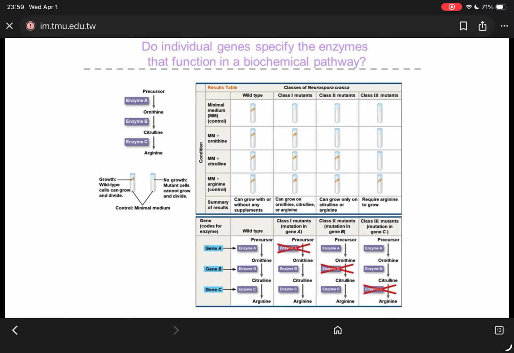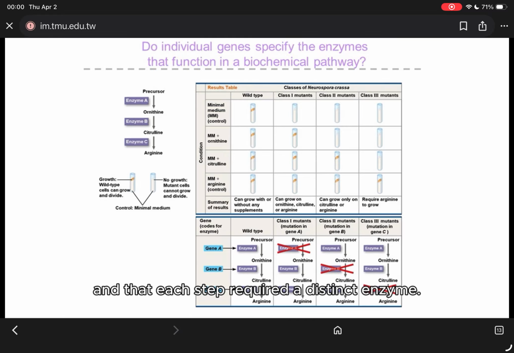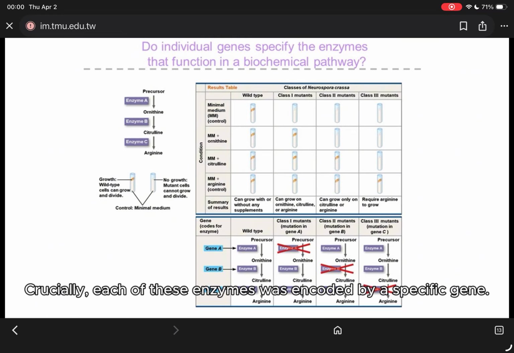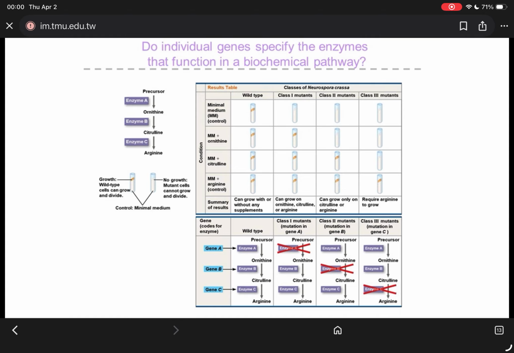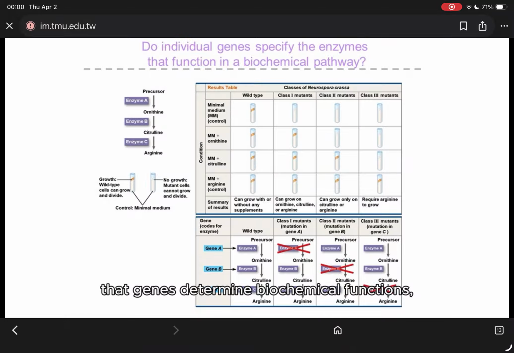What does this tell us? It became clear that each mutation disrupted a specific step in the metabolic pathway, and that each step required a distinct enzyme. Crucially, each of these enzymes was encoded by a specific gene. From this evidence, they articulated the one gene, one enzyme hypothesis. In other words, a gene functions as the switch that controls a particular biochemical reaction. This study provided some of the earliest and clearest experimental proof for the idea that genes determine biochemical functions, laying the foundation for modern molecular biology.